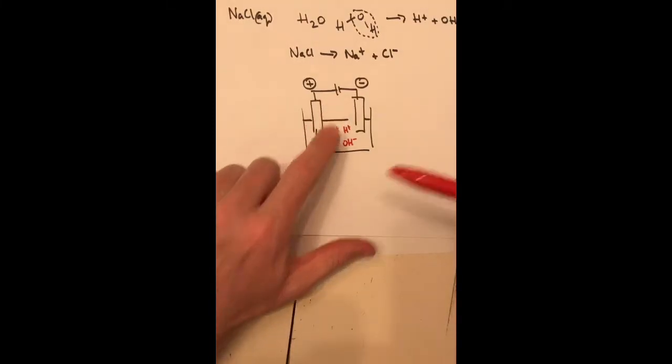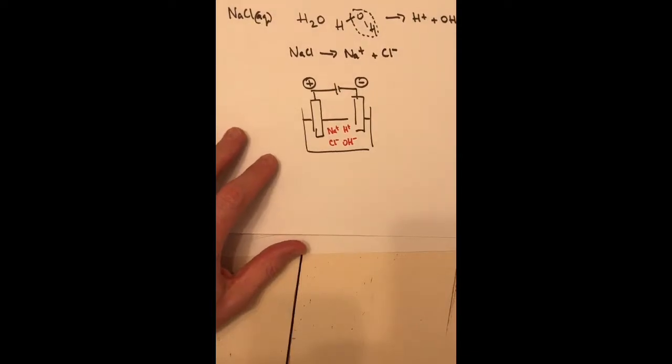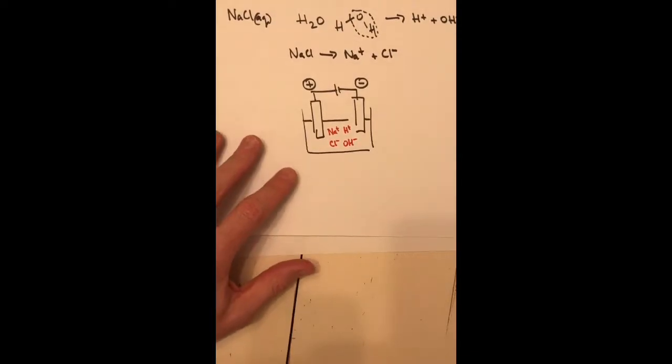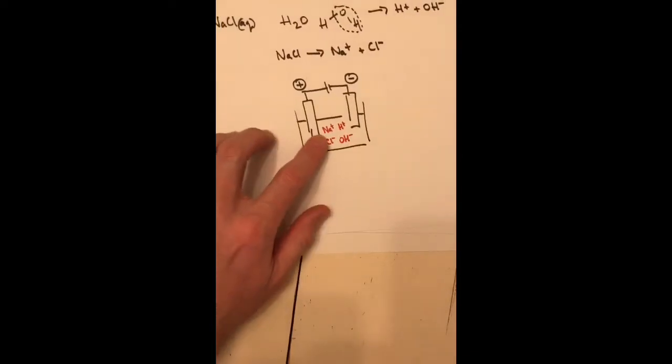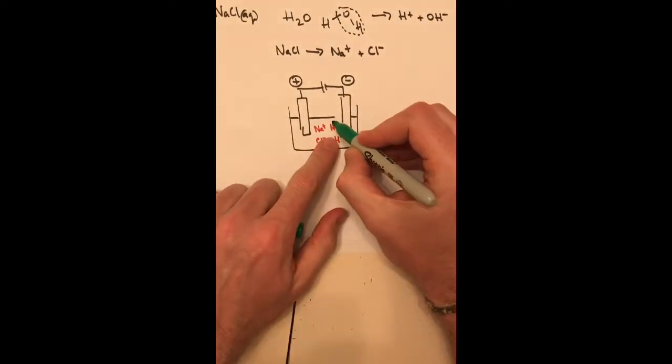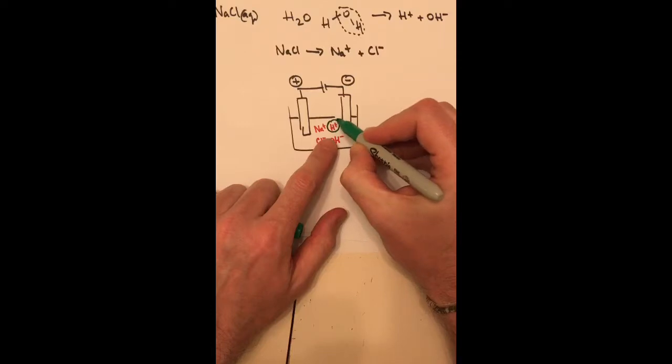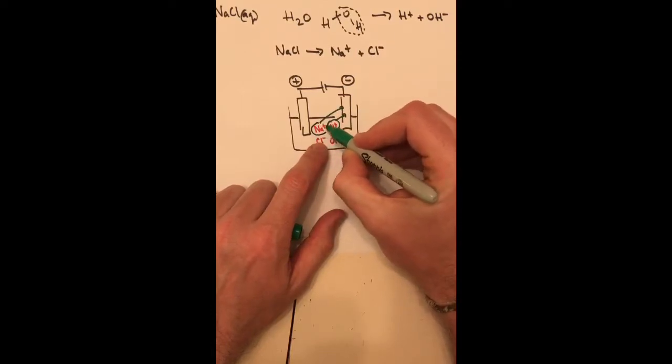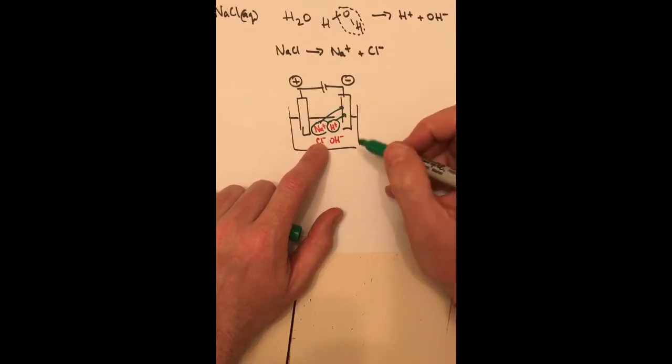Remember, this is a DC, direct current supply, and once this starts to work, we are going to end up with the positive ions migrating. So these positive ions are going to migrate towards the negative electrode. So these two go that way, okay? Why did it do that?